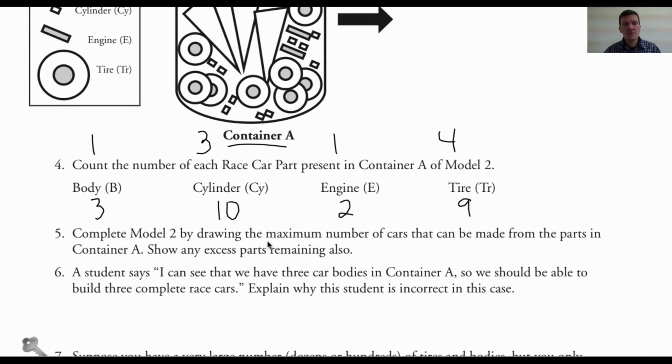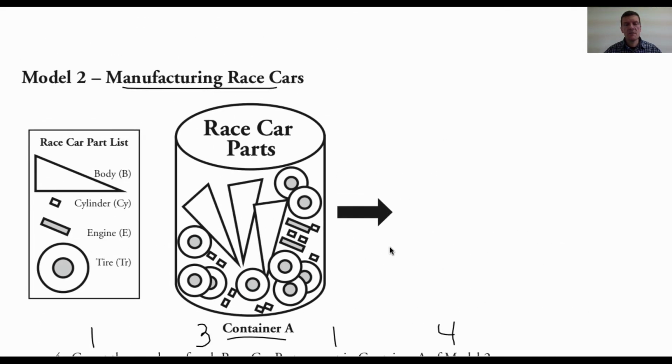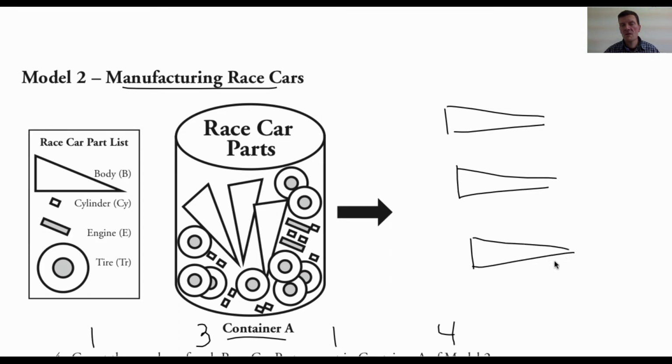Model 2, let's complete this by drawing the maximum number of cars that can be made from the parts in container A. Show any excess parts remaining also. So here's the deal. I've got my 3 bodies, so I'm just going to draw those really quickly. Pardon my poor artwork here, my poor sketching. I have to have tires, so 1, 2, 3, 4 tires. 1, 2, 3, 4 tires. I've used up 8, so I'm going to have a tire left over.